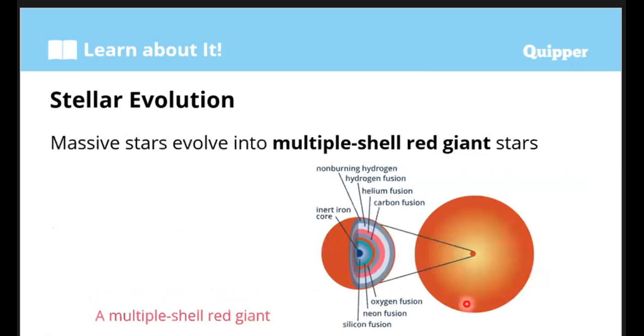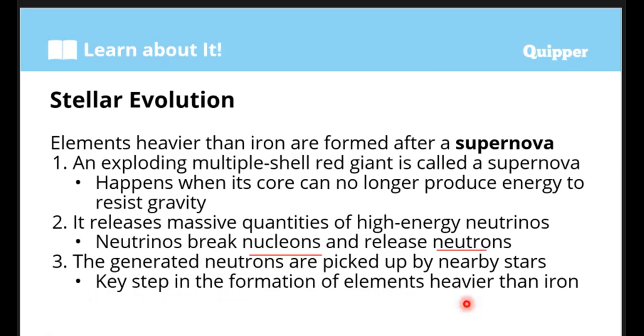Because of the multiple shell red giant star that is exploding, a supernova is created, and when the supernova cannot consume sufficient energy, it will explode. When this supernova explodes, some of the neutrons or elements are consumed by the other nearby stars. And this is the reason why elements heavier than iron are also being formed.